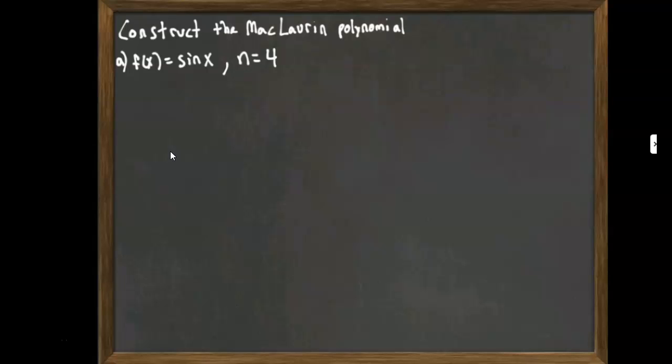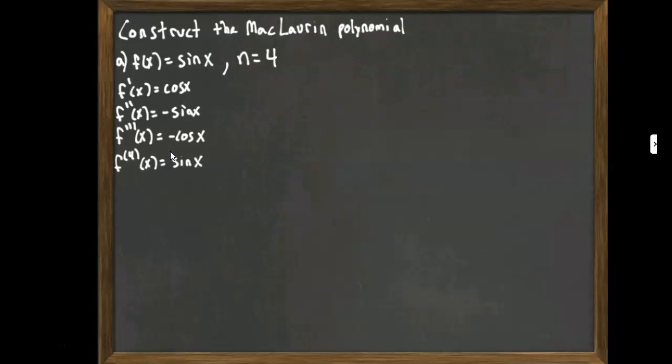We start by computing some of our derivatives for sine. f prime of x is cosine, f double prime would be negative sine, f triple prime would then be negative cosine, and the fourth derivative would be back to sine because of the cyclical nature of sine and cosine with their derivatives. And then we want to evaluate all these values at 0.